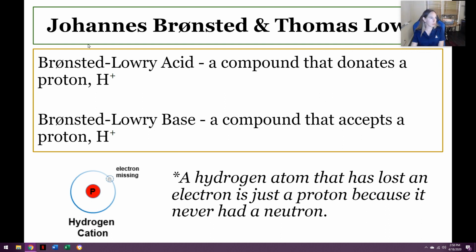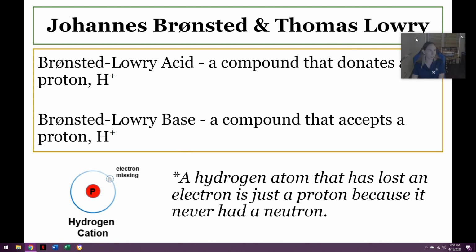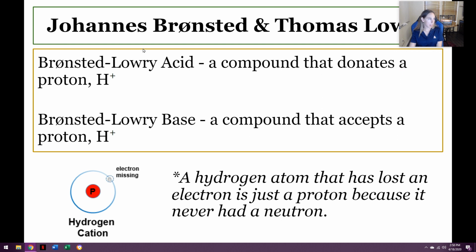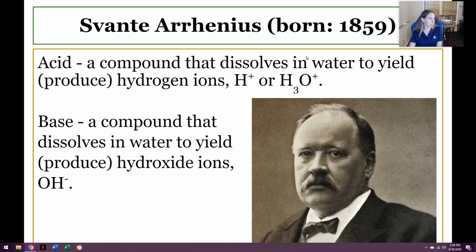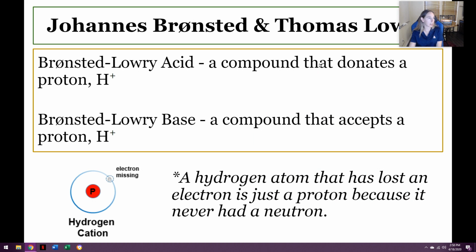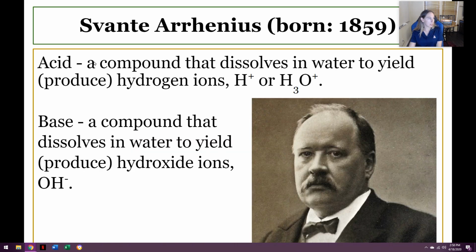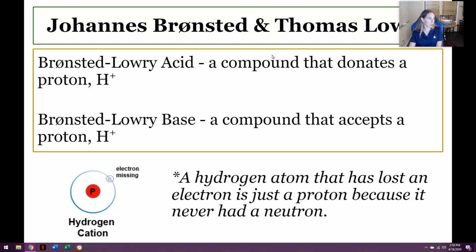Here we have two different people, Bronsted and Lowry. They came up with a different definition. An acid donates a hydrogen ion, and a base accepts a hydrogen ion. Now, if you notice, the definition for acid that Arrhenius came up with is almost identical. Whether you say that the acid produces or yields a hydrogen or donates the hydrogen means essentially the exact same thing.